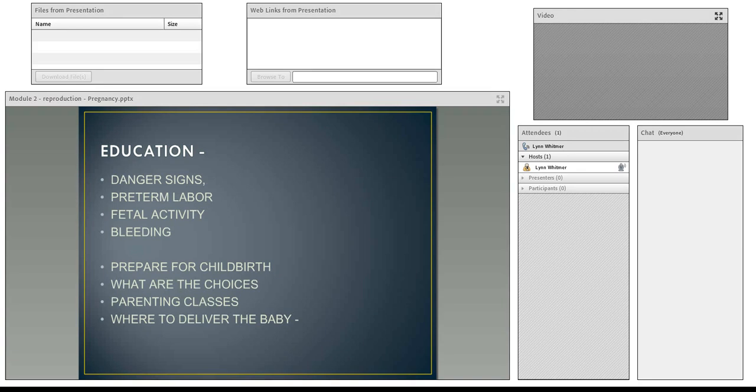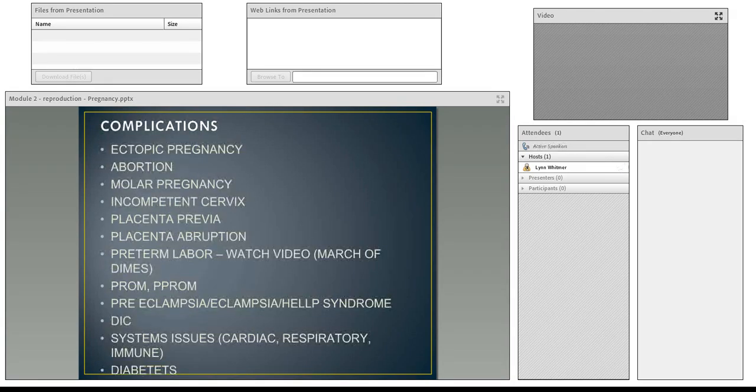We want to talk to her about preparing for childbirth, about parenting. Does she know she has choices? Who is she going to have deliver the baby? Where does she want to deliver this baby? Who does she want with her? What does she need to learn? So let's educate her on all of those things.